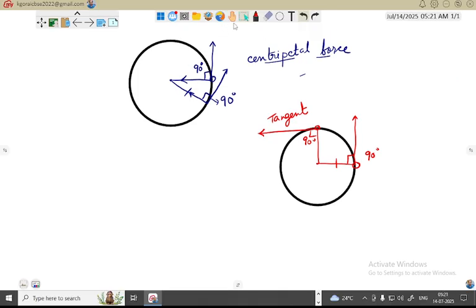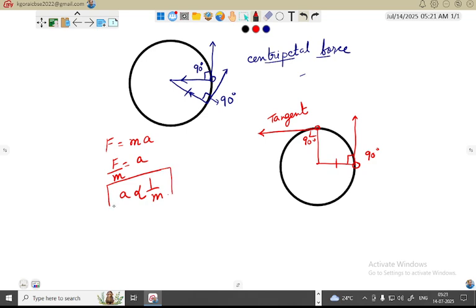We know that in this case F is equal to ma. F is equal to mass times acceleration, right? Or you can write a is equal to F by m. Therefore, acceleration is inversely proportional to the mass of the object.